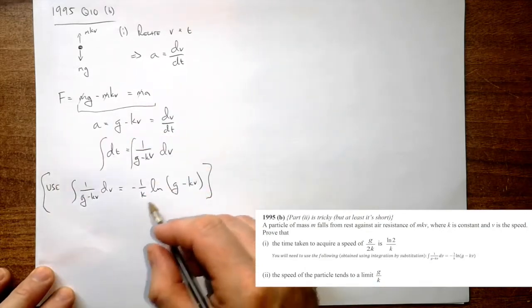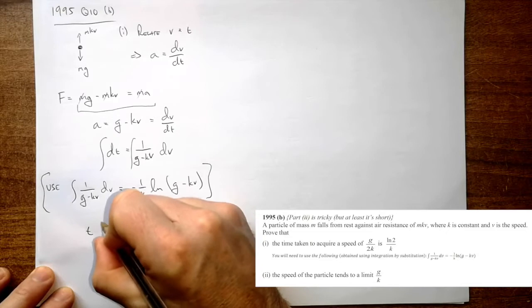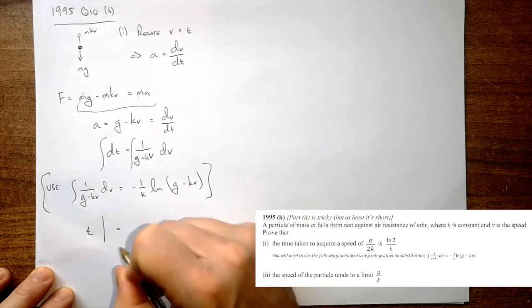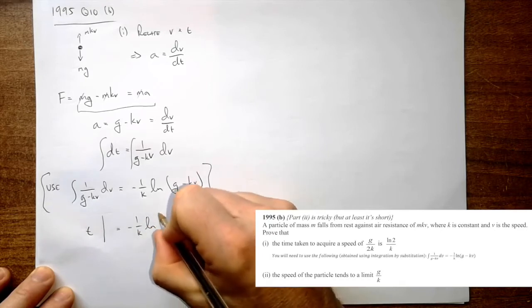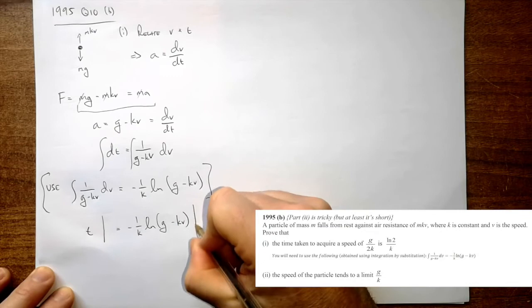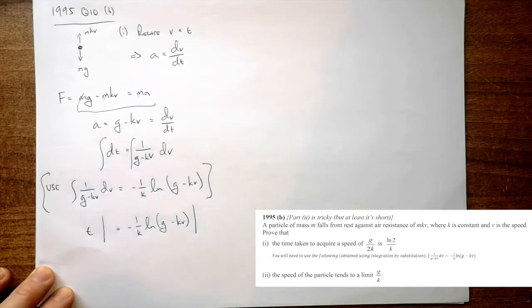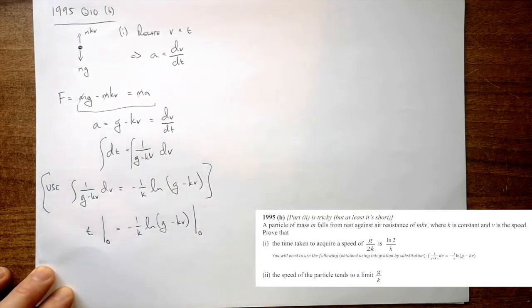So what we need to do on this one here is integrate these, and we're going to say that time, we'll look at our limits down in a second, is minus 1 over k natural log of g minus kv, and we need to get our limits here. So what do we know? Well, it starts from rest. So at time 0, velocity is 0. It's always nice when they give that to us.